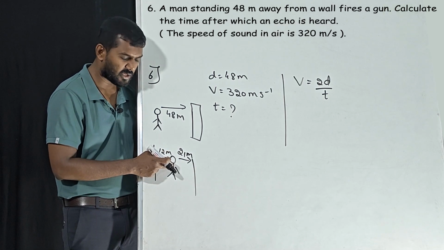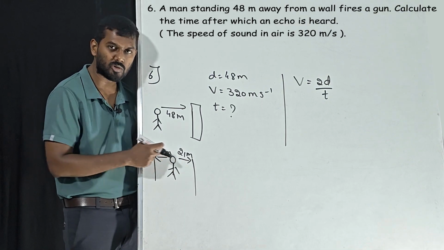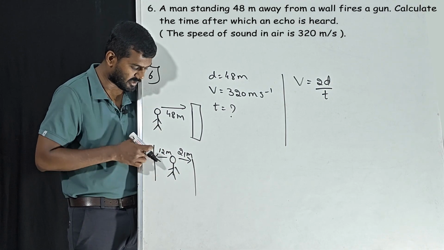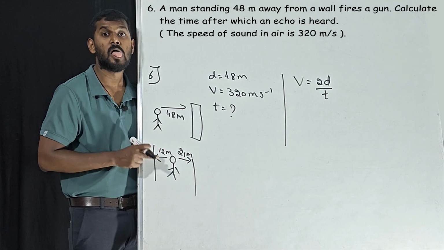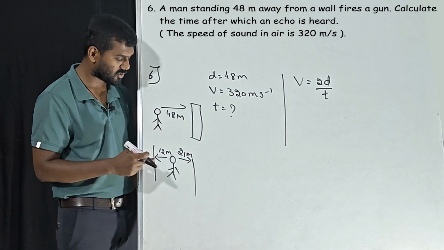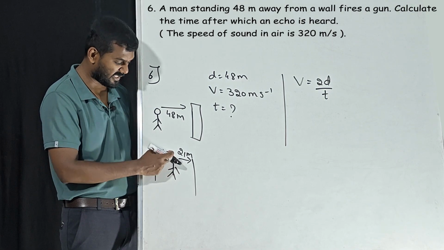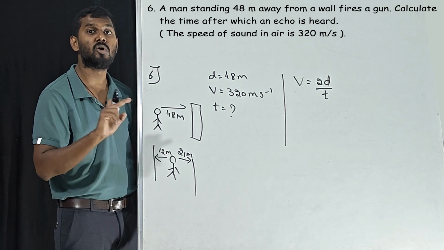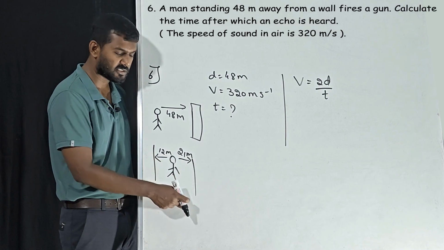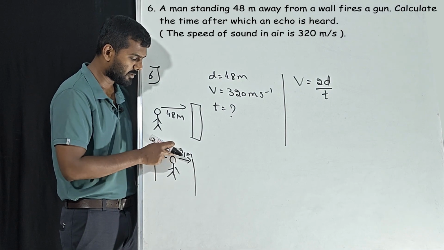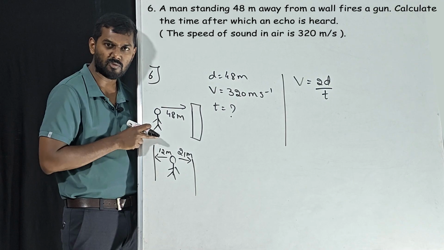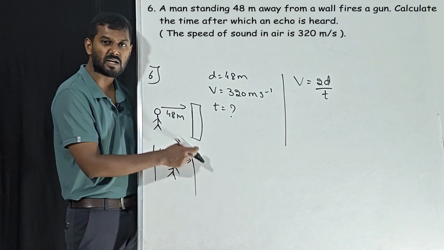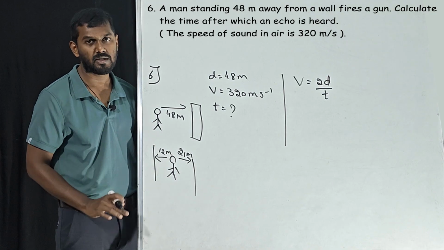So whenever he fires a gun, the sound travels in both directions, correct? So here also it will travel, here also it will travel. See, here it is clearly mentioned it is 12 meters, so no echo. So the formula we are going to use for this condition is v is equal to d by t, because there is no echo. But when it comes to this condition, the minimum distance is 17, and 21 is more than that, that's why you are going to hear an echo. So which formula are you going to use for this condition? It is v is equal to 2d by t.